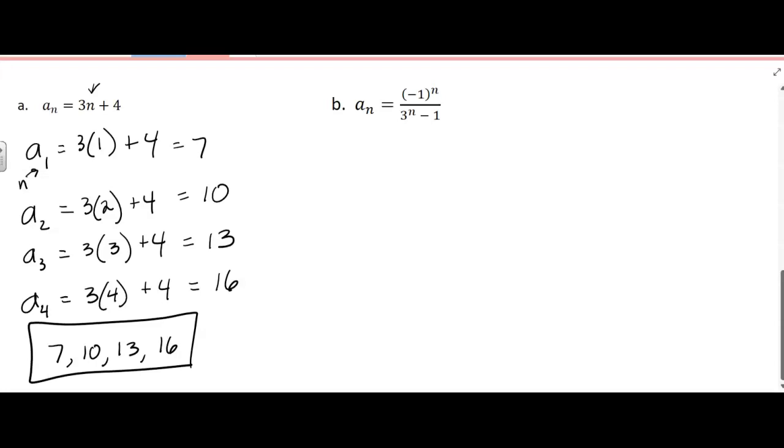They tell us the general term. They describe it to us. I didn't mention that before, but that's what the general term is. It tells you how to find terms. Okay? All right, so the next one's a little more complicated.